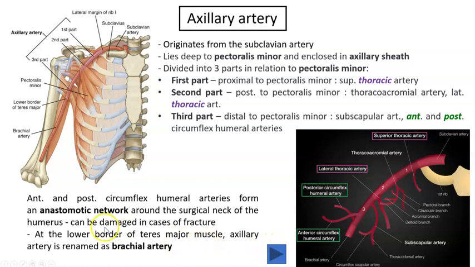And okay, the posterior and anterior circumflex humeral arteries are also important for you to know, because they form an anastomotic network around the surgical neck of the humerus. So whenever you have a fracture here, the posterior and anterior circumflex humeral arteries might be at risk of injury. So you might have a vascular injury in a patient with a neck of humerus fracture. Okay.